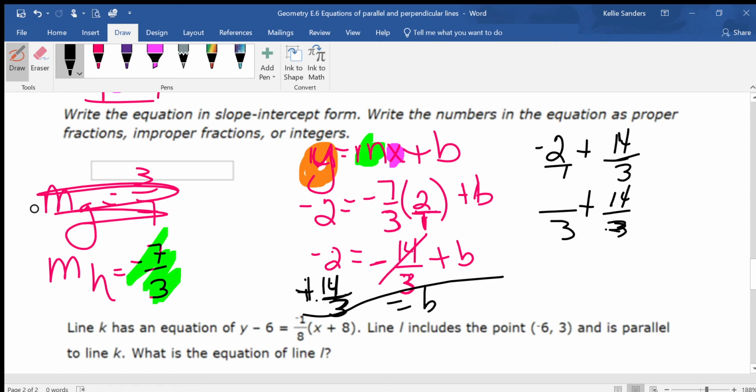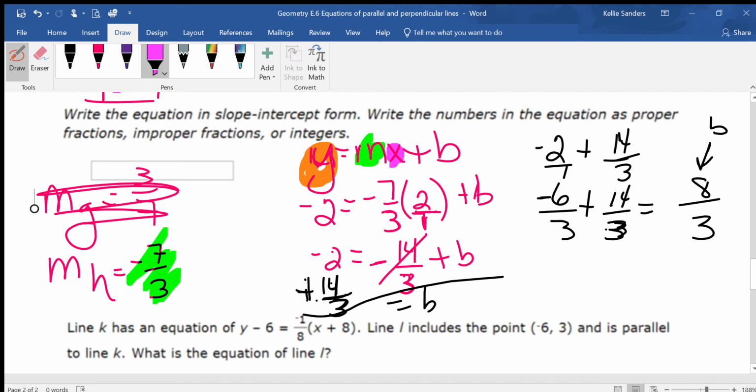To add or subtract fractions, you must have a common denominator. So I put 2 over 1. The common denominator between 1 and 3 is 3. So what number on top of 3 is the same thing as negative 2? Negative 6. Keep the denominator. 14 minus 6 is 8. That is our new b.